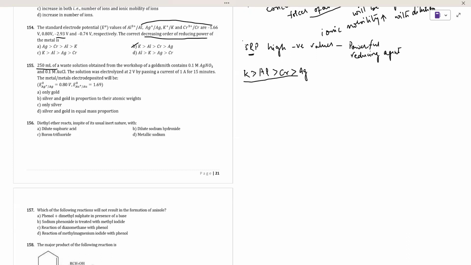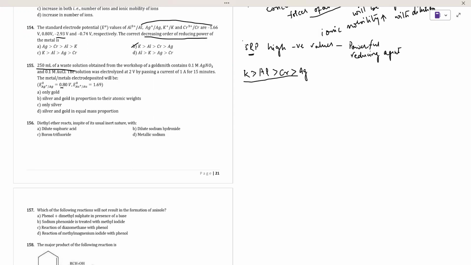Basically 250 ml of the waste solution, obtained from the workshop of a goldsmith, contains both gold metal as well as silver metal, and concentrations of those metals remain the same. And when it is subjected to electrolysis, which metals will get deposited? Now, let us look into the options. Only gold, silver and gold in proportion to their atomic weights, only silver, silver and gold in equal mass proportions. Okay. Now, how do we solve this question?